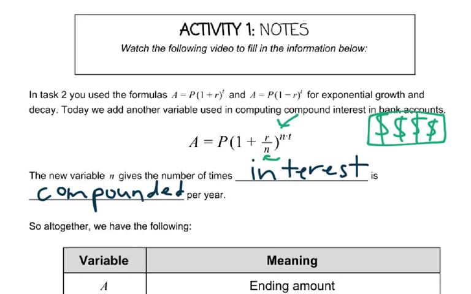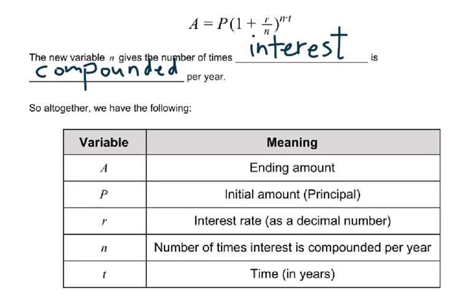So let's just go over all these different variables we see here. So A, again, is the ending amount, just like before. P is the initial amount or principal, again, just like before. R is not just the growth rate or decay rate, it is the interest rate. And again, it needs to be written as a decimal number, so you've got to divide by 100. And then here's the new one, n, number of times interest is compounded per year. And so we'll see a couple examples of that in a minute here. And then t is still time.